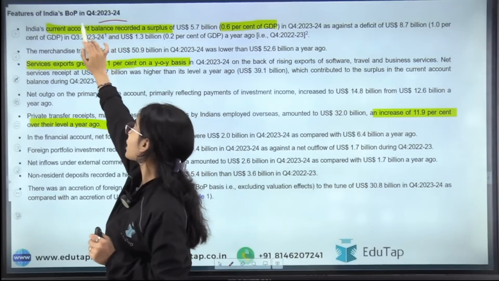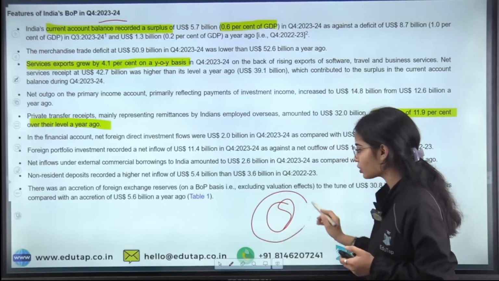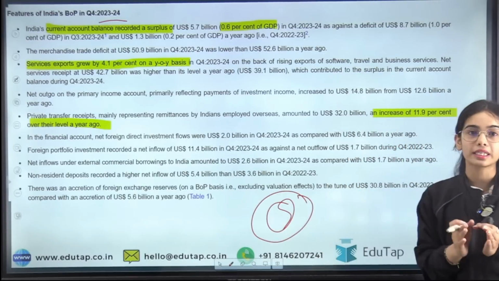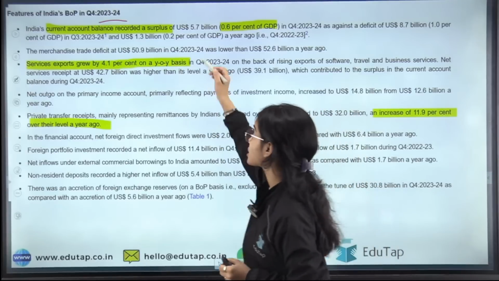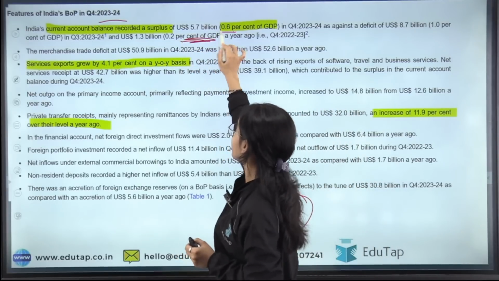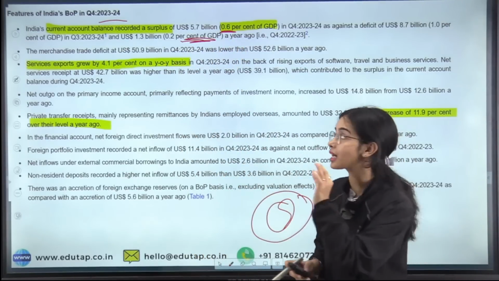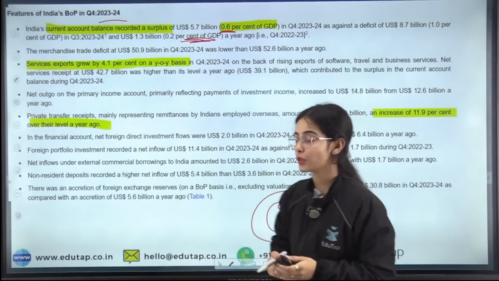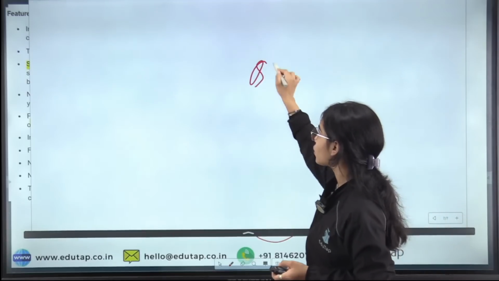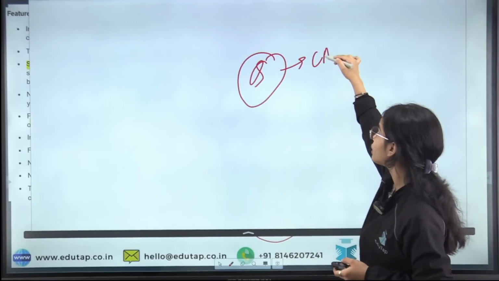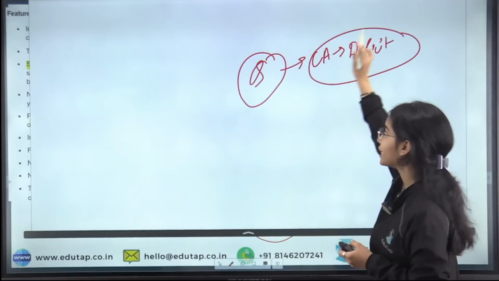Now, if we see the quarterly data, that is quarter 4, usually the quarterly data is left out. But why are we seeing the quarterly data right now? Because in most of the newspapers, it is covered. This point is covered. So why is this point so important? You can understand that India's current account surplus has happened. Usually, even in the quarterly data, the current account remains in deficit.